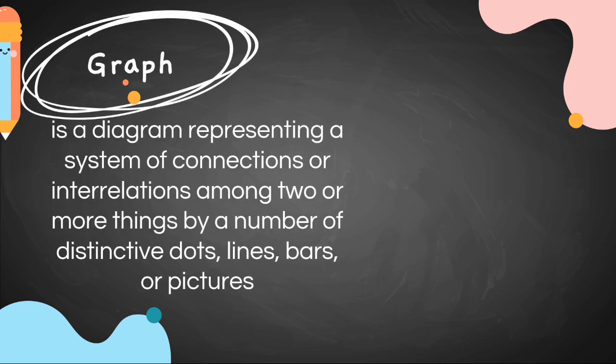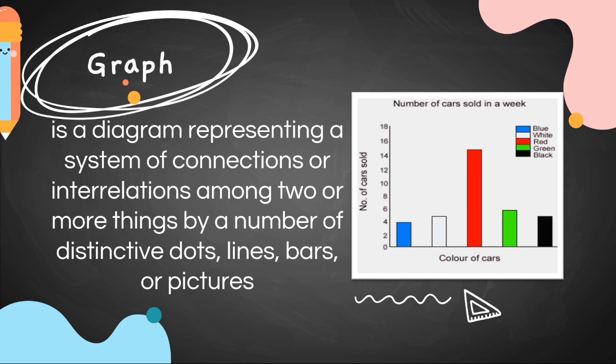Let us know how visual and verbal elements are used in graphs. So, what is a graph? A graph is a diagram representing a system of connections or interrelations among two or more things by a number of distinctive dots, lines, bars, etc. An example of a graph is shown in this figure. It is also important for us to understand the visual-verbal relationships illustrated on graphs. Let us then know its basic elements.